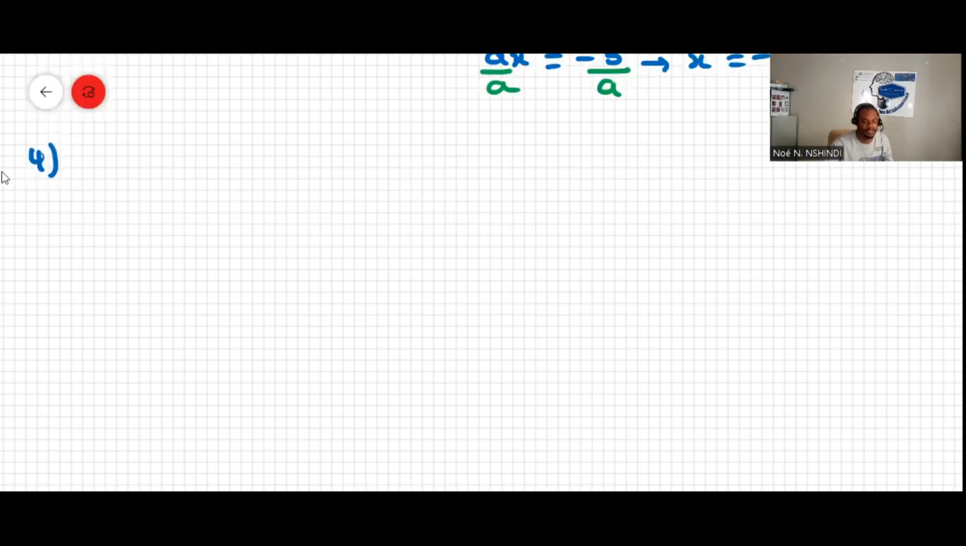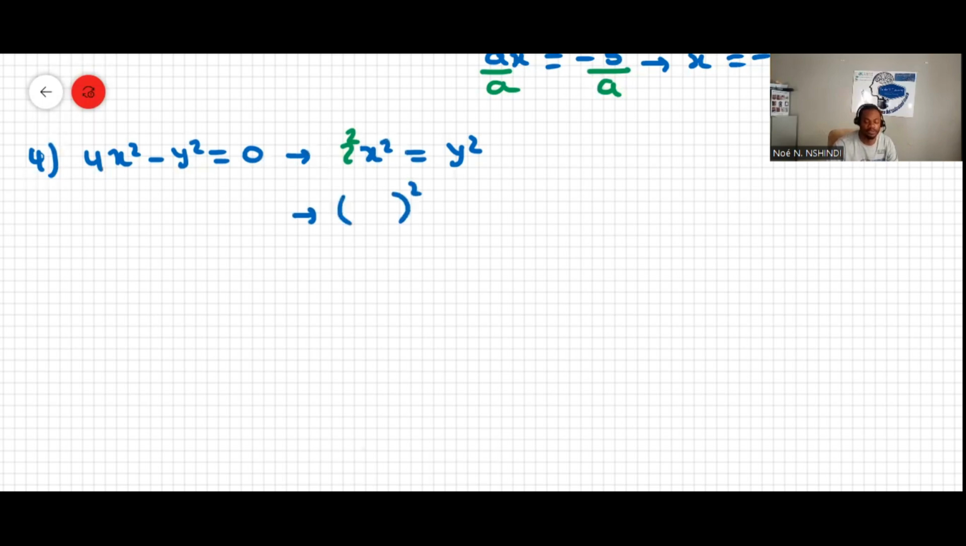Question 4 is given by 4X squared minus Y squared equal to 0. So we need to solve for X. What we can do here is that we can move Y squared over. That makes 4X squared equal to Y squared. And then note that 4 is a square number. It is like saying 2 squared, and the fact that we have 2 squared and squared, we can write it in the bracket like this: (2X) squared, okay, equal to Y squared.